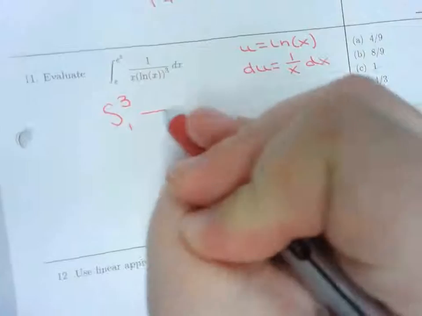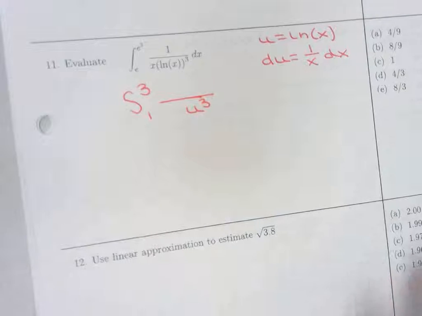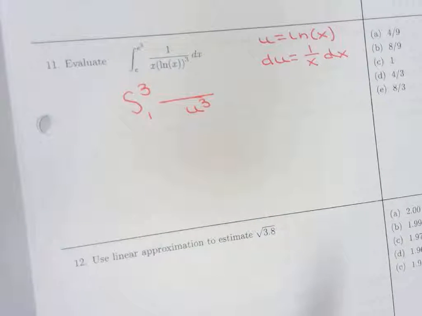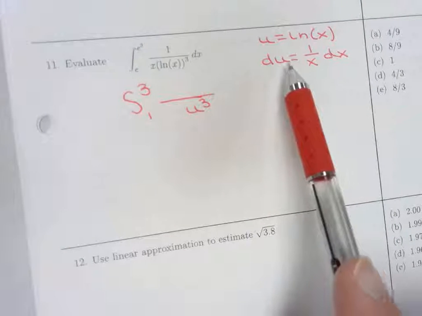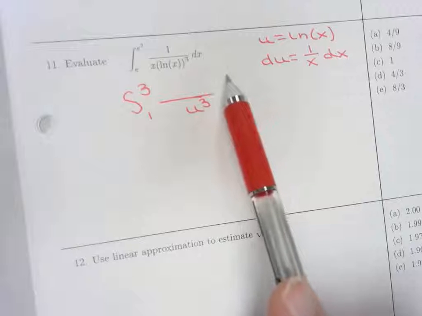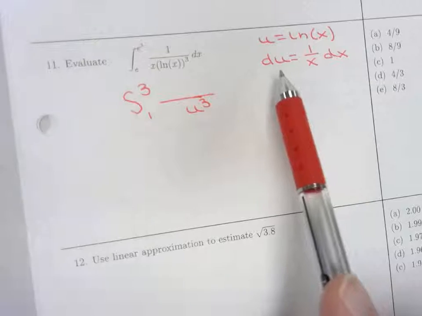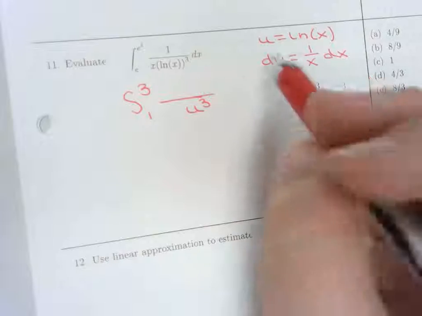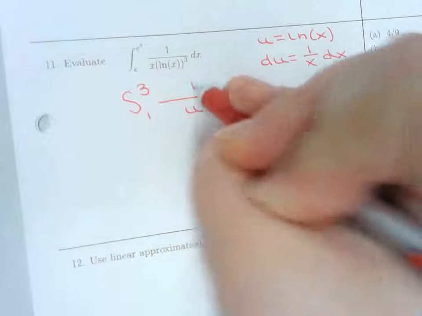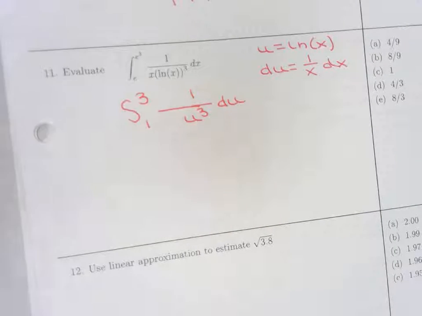So let's plug in what we have. We have u is ln of x, so it's going to be u cubed in the bottom. What is left? 1 over x dx. 1 over x dx is just what? 1 over x dx is du. So it plugs in nicely. It looks complicated, but if you let u be ln of x, the derivative gives you that x in the denominator, and then it works out like this.